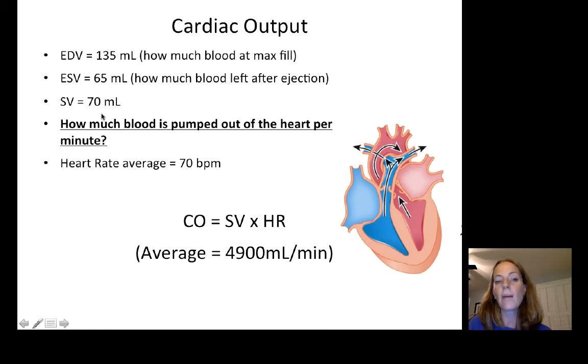Now we know how much blood is pumped out each beat, and we can multiply that by how many beats per minute to get how much blood is pumped out of the heart every minute. So the total output of the heart per minute is how much blood is pumped in a beat and how many beats you have. 70 times 70, 4,900 milliliters per minute pumped out of the heart every minute.